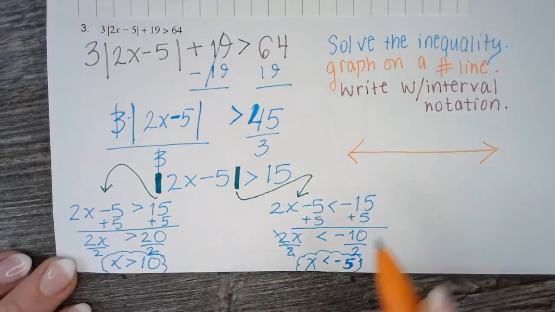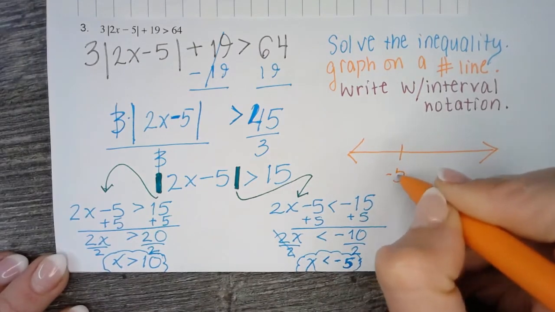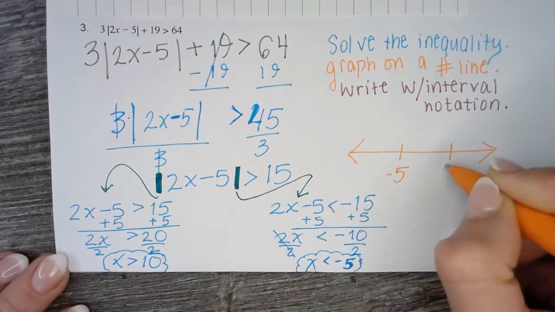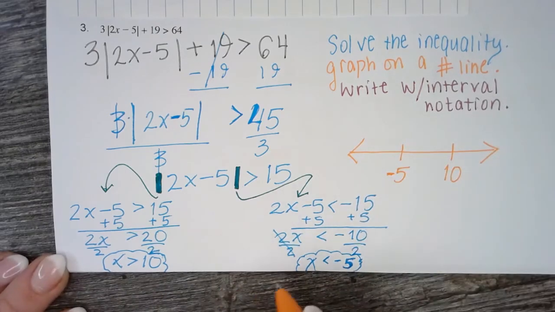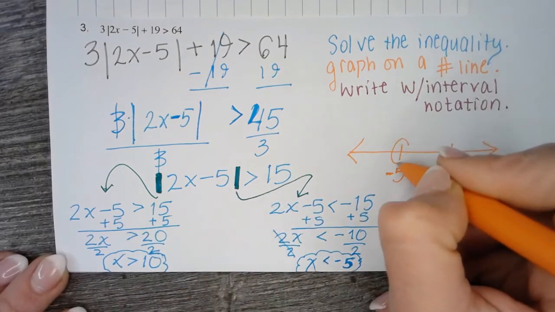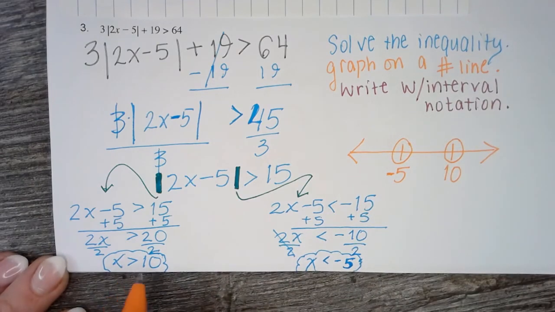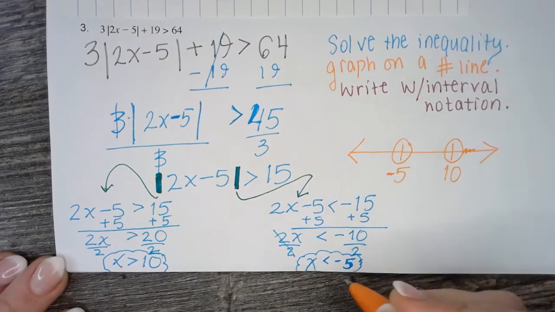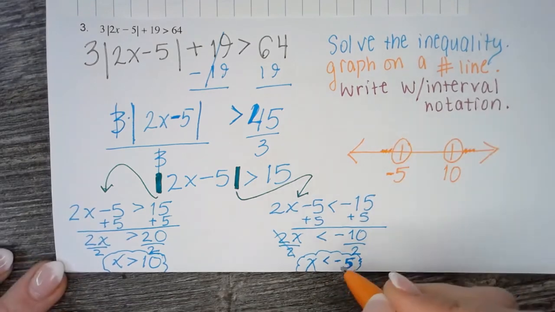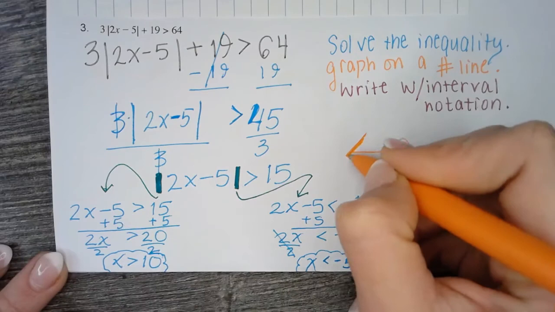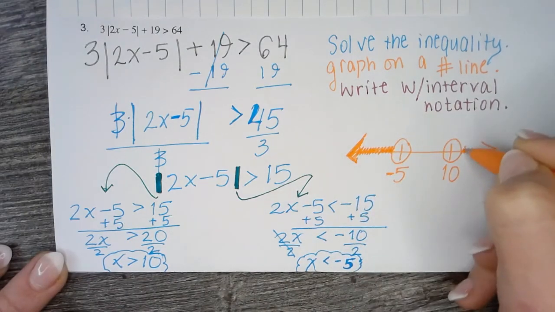1 number line, 2 tick marks. Negative 5 is smaller, that goes on the left. 10 is larger, that goes on the right. They're both greater than or less than, so we have open circles. They do not get colored in. X is greater than 10. You shade to the right for greater. X less than negative 5. You shade to the left for less than. So what's going to end up being shaded based on this? Everything here and everything here.